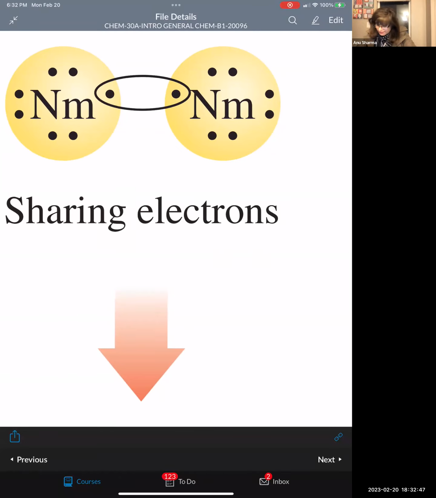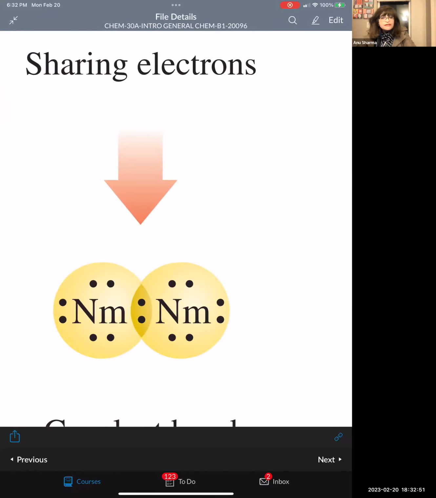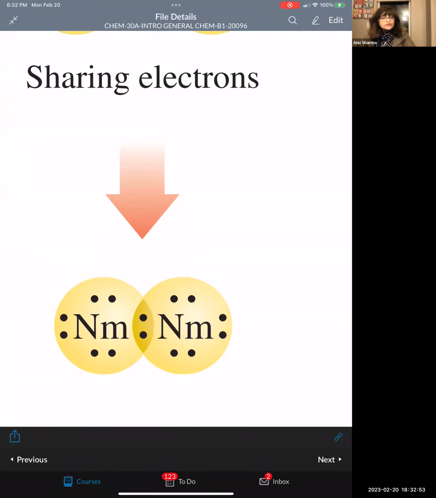So we will look into this in a minute, but when they share the electrons, how does the sharing happen? It's basically overlap of the electron clouds. In that overlap region, the electrons that are shared are found, and it helps meet the octet or the nearest noble gas configuration.